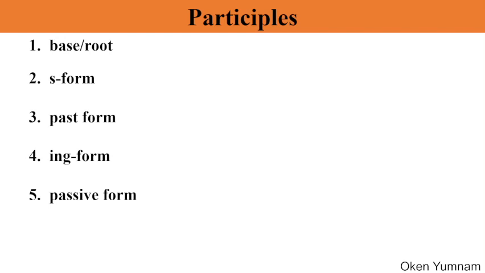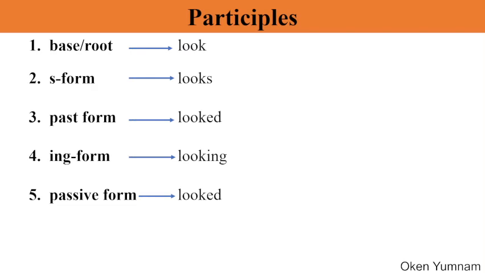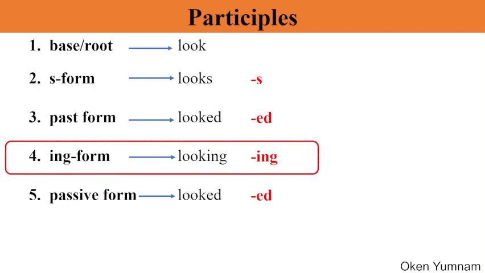When we study the forms of the verbs, we see that verbs have 5 forms: base, s form, past form, ing form or present participle form, and passive form. Sometimes we call it the past participle form. Out of these, the s, past, ing and passive forms are formed, as we have seen earlier, by adding the letters s, ed, ing, or ed.